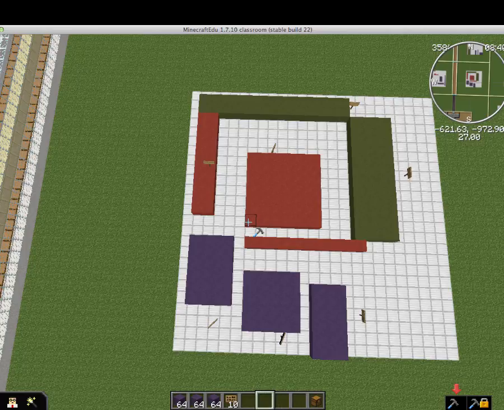A great way to use Minecraft to help students learn area and perimeter.